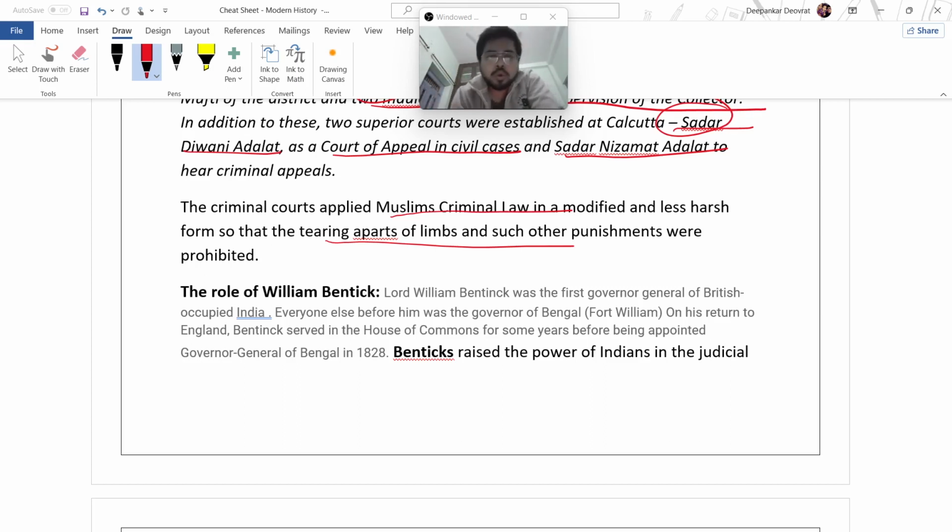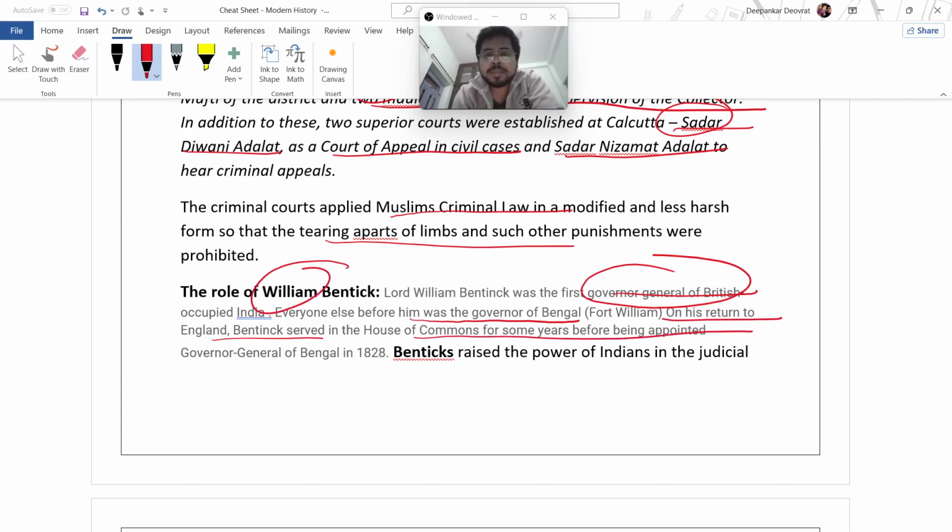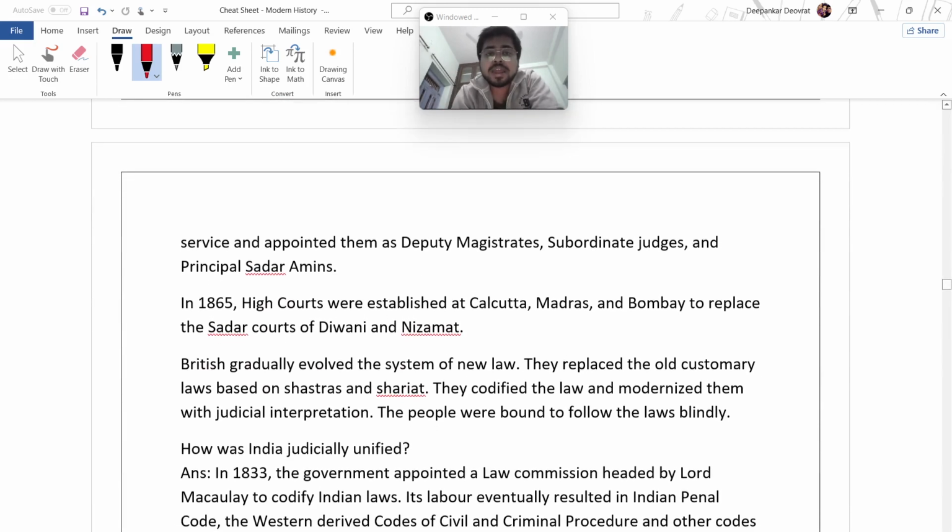Okay. So the role of William Bentinck. Who is William Bentinck? He was the first Governor General of British-occupied India. Remember, we discussed this in chapter 4. Everyone before him was the Governor of Bengal, and after that, when the post of Governor General came, he became the first one. On his return to England, Bentinck served in the House of Commons for some years, and was appointed Governor General of Bengal in 1828.